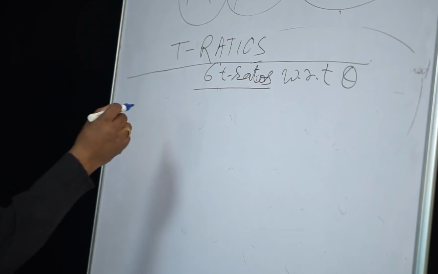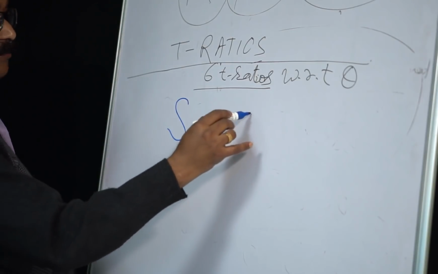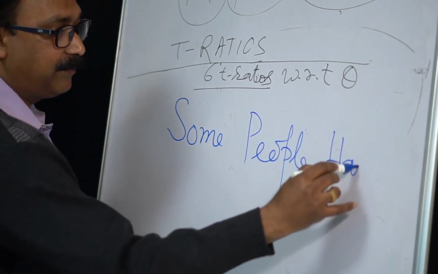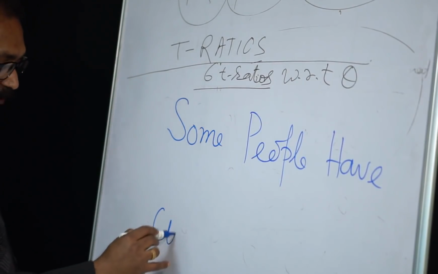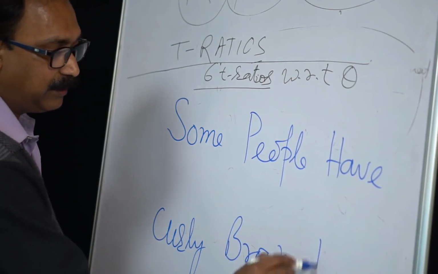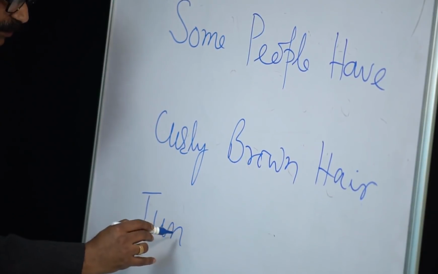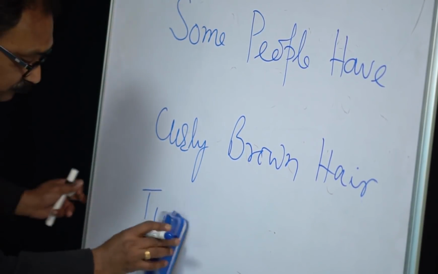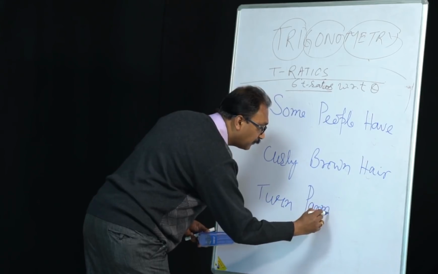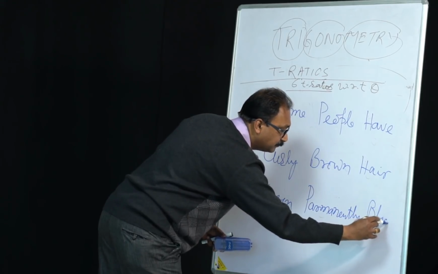Now look here. If I make one small poem like this: Some people have curly brown hair turn permanently black. Okay.